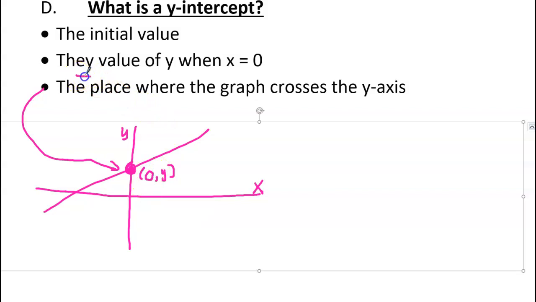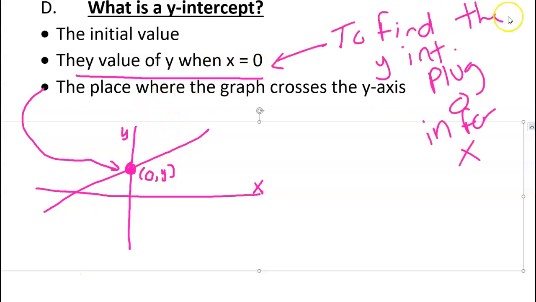So another way of thinking of what the y-intercept is is it's the value of y when x equals 0. And so basically what that does is that kind of gives you a way of knowing how to find the y-intercept of an equation at any time. All you have to do if you want to find the y-intercept of an equation is plug 0 in for x. Same thing applies if you guys ever want to find an x-intercept. We're not going to get into that right now. But if you want to find the x-intercept, you plug 0 in for y. But to find the y-intercept when you're working with an equation, you just plug 0 in for the x.